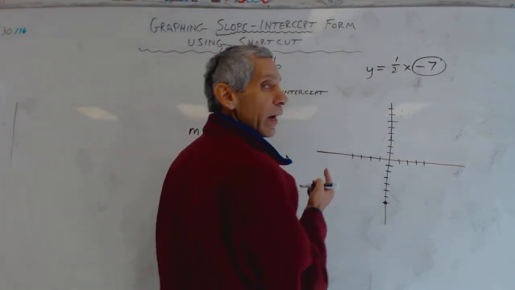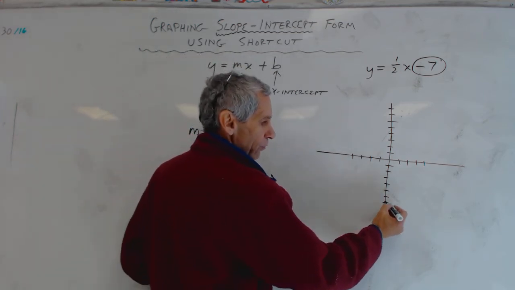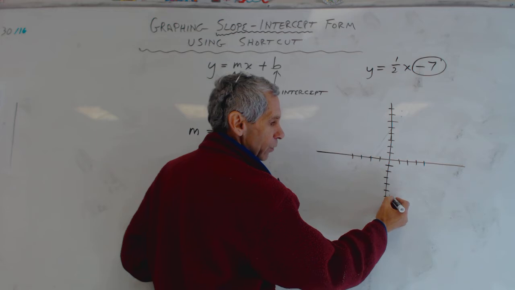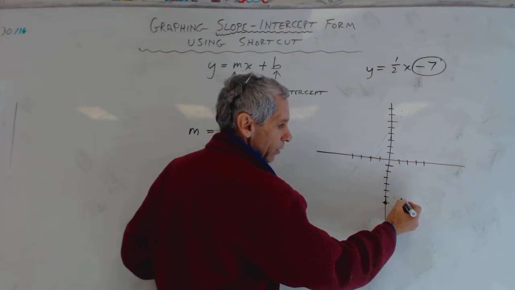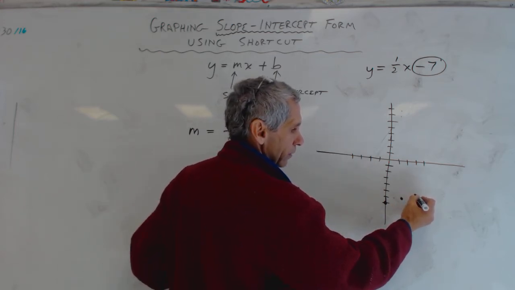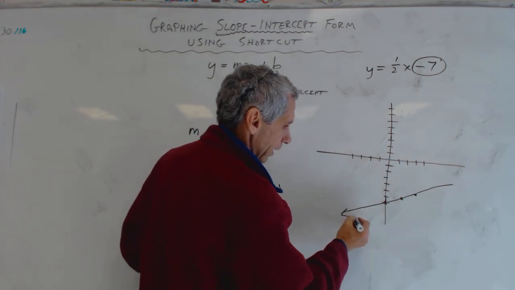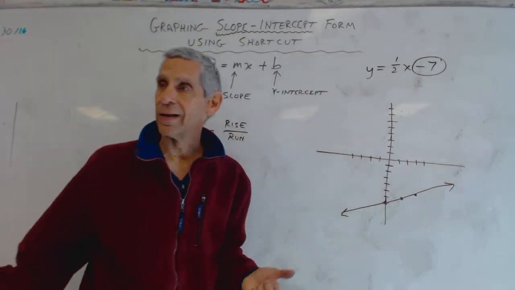So my rise is what? 1, and my run is? 2. Okay, so from that dot, I'm going to rise 1, and I'm going to run 2, and put a dot. And then I'm going to rise 1 again, and run 2, put a dot. And look, they're in a nice straight line. I'm going to draw my line, put an arrow on the end of each, and I'm done.